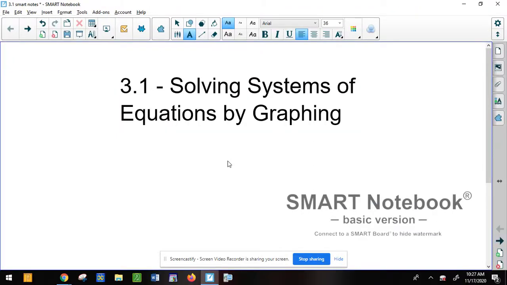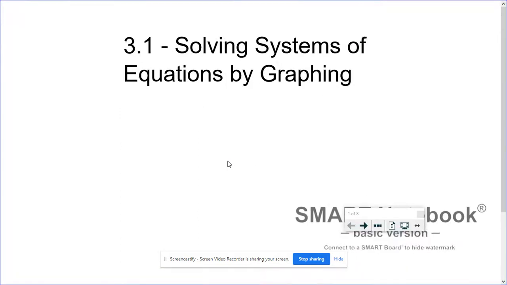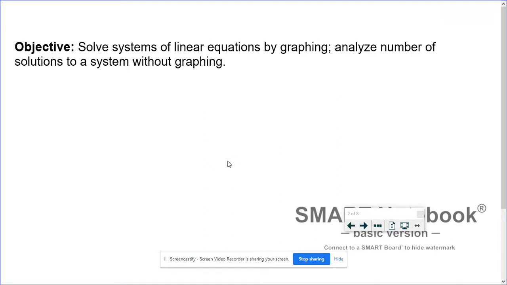All right, welcome to lesson 3.1. Well, chapter 3, we are going to be looking at systems of equations. In this lesson specifically, we are going to solve systems of equations by graphing. If you look at the objective, that is the first half of the objective. The second half is analyzing the number of solutions to a system without graphing.